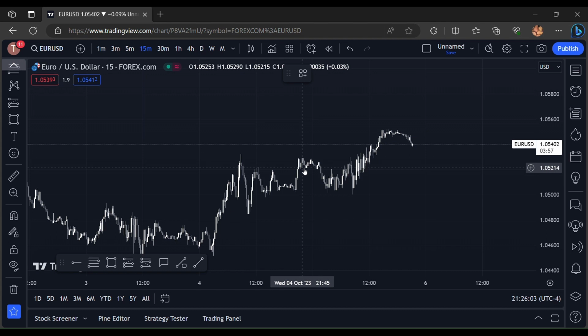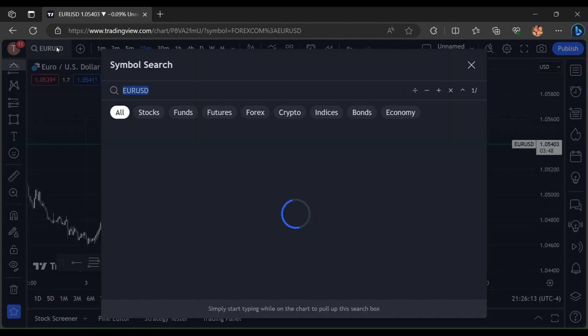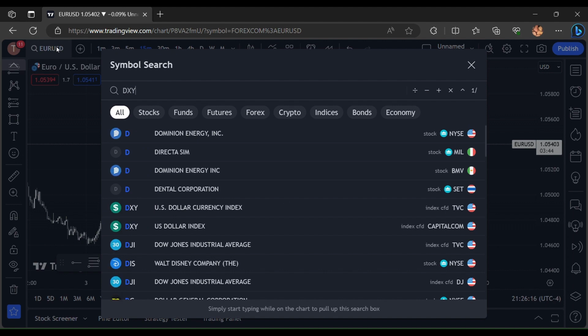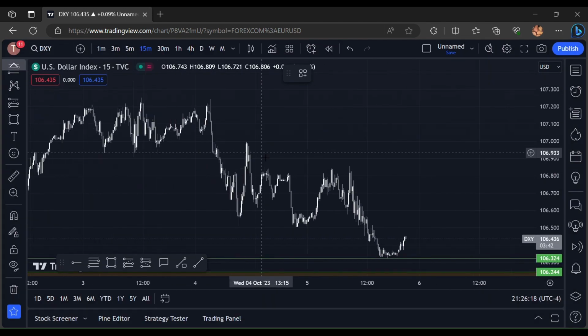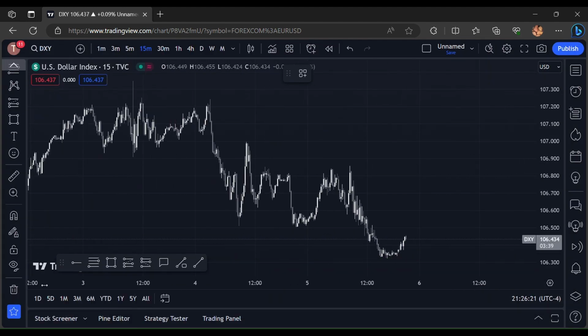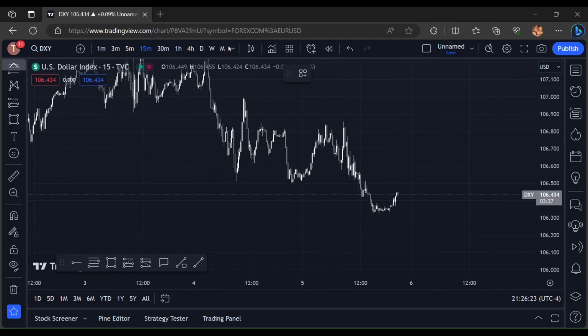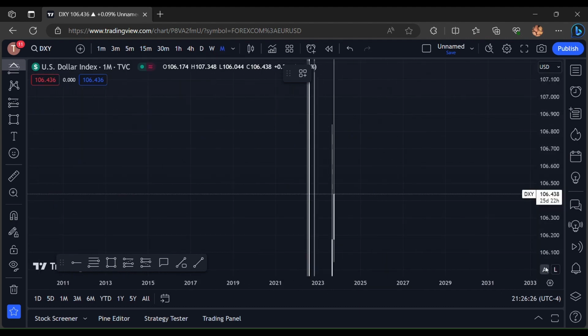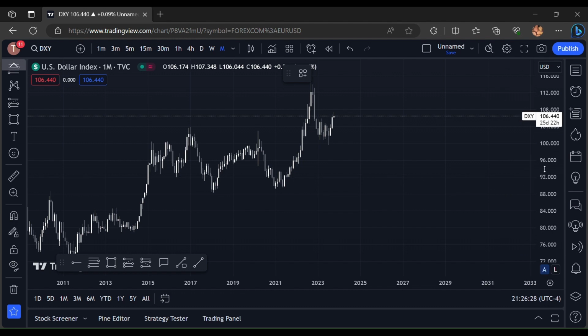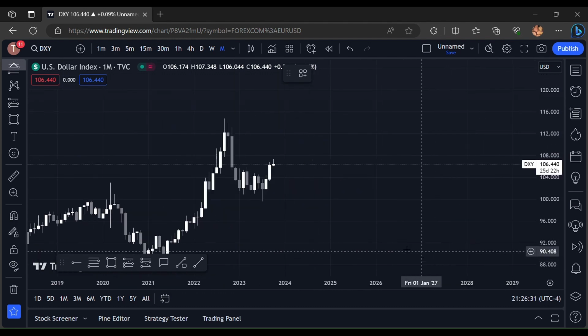So today we are gonna do the Euro USD chart analysis for today's trade. So let's move towards that. Let's see the Dixie first about how the chart is for today's trade. So in Dixie, let's move to the weekly levels. The monthly levels. Okay. So in the monthly level, we are here.